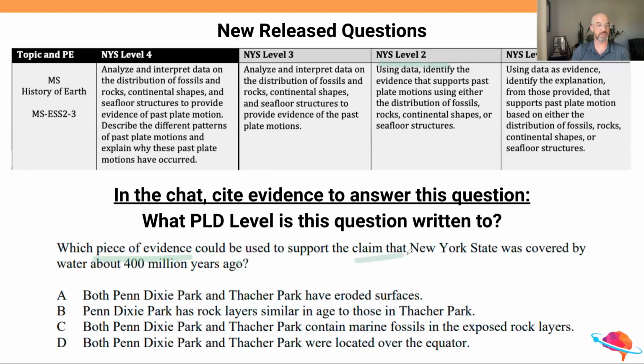Okay, so they're given a claim. Level 1 says using data as evidence, identify the explanation here. And level 2 says using data, identify the evidence that supports the fact that there have been past plate motions. So I think I'm going to agree with Christopher here that identify the evidence, which piece of evidence, is what we're looking at. Brian, do you have any reason to think that it is a level 3 instead of a level 2?